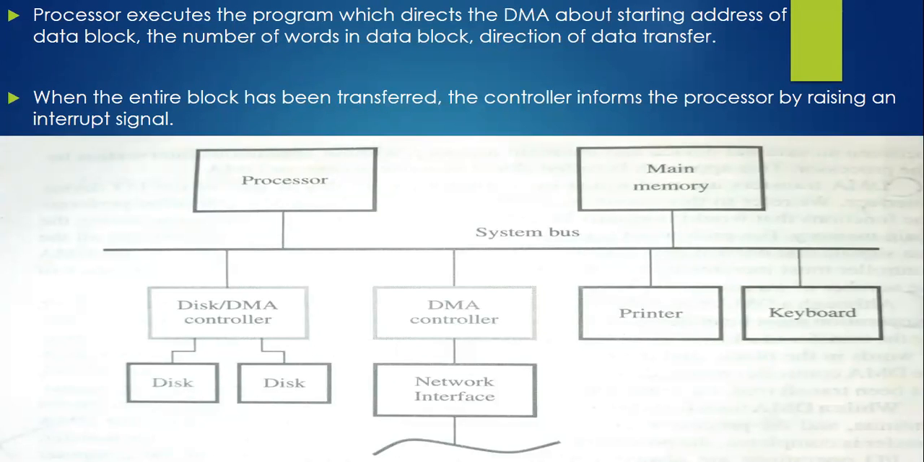Next point: the processor executes a program which directs the DMA about the starting address of the data block, the number of words in the data block, and the direction of data transfer. Whenever the processor comes to know there is a huge amount of information to be transferred between the external device and the internal device, remember, students, the processor will execute a small piece of program. As a result, some information will be transferred to the DMA controller. What is that information? First, the starting address of the data block.